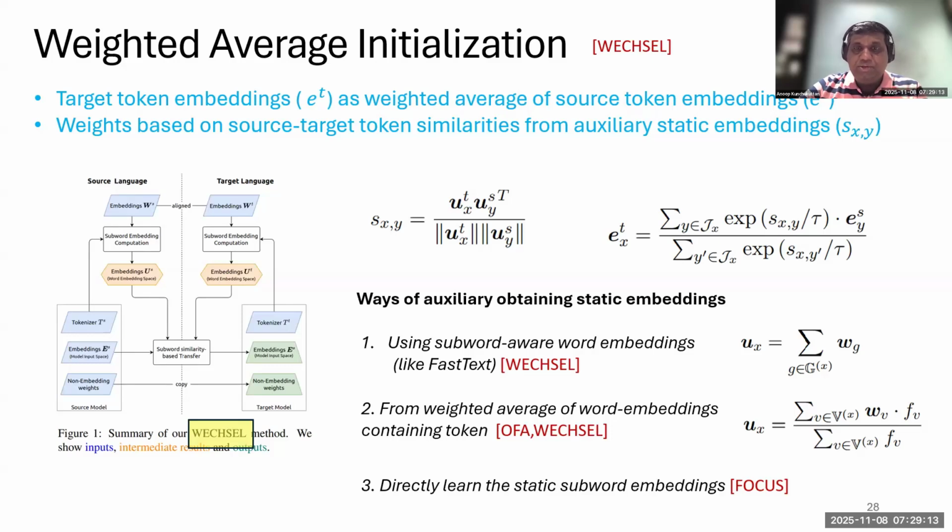You can also use word embeddings as is. In this case, for a given token, its weight is the average of all the word embeddings to which this subword contributes. Or you can just directly train subword embeddings just as you would train word2vec embeddings. These are different ways of doing these initializations.